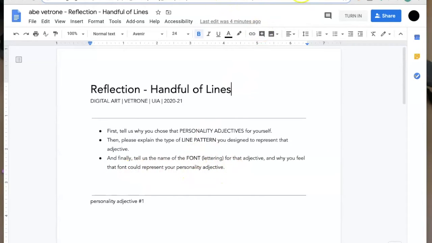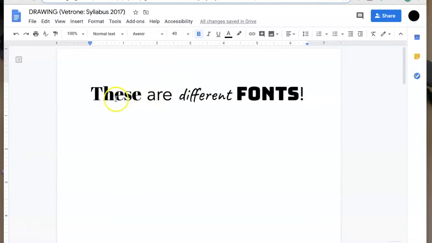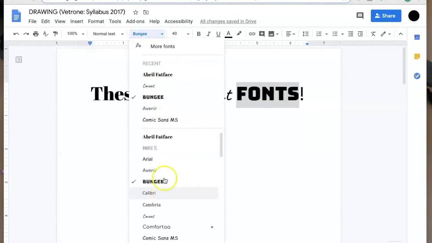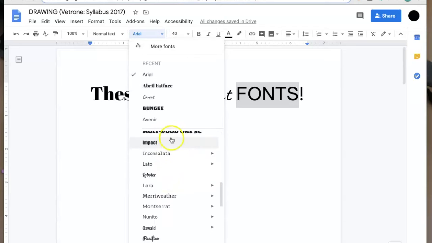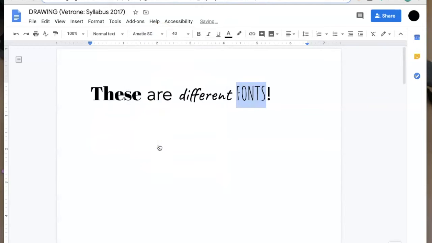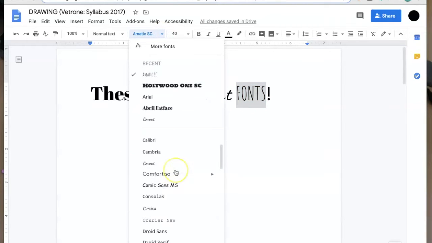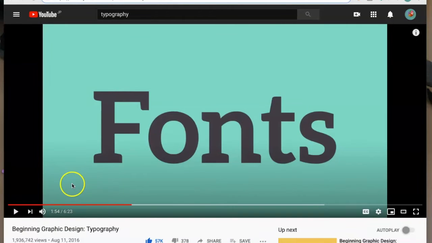Who knows what a font is? That's right, fonts are different lettering. These are some different fonts. In your documents, when you click and drag over your words, you can change all your fonts right here. Arial may be the one that comes up at first, but there are so many different fonts you can choose. Some are big and fat, some are really thin, some are taller. So we're going to figure out about fonts today also.